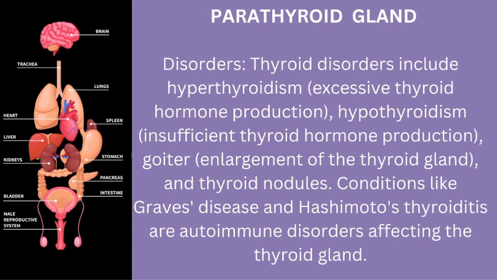Disorders of parathyroid gland. Thyroid disorders include hyperthyroidism, excessive thyroid hormone production, hypothyroidism, insufficient thyroid hormone production, goiter, enlargement of the thyroid gland, and thyroid nodules. Conditions like Graves' disease and Hashimoto's thyroiditis are autoimmune disorders affecting the thyroid gland.